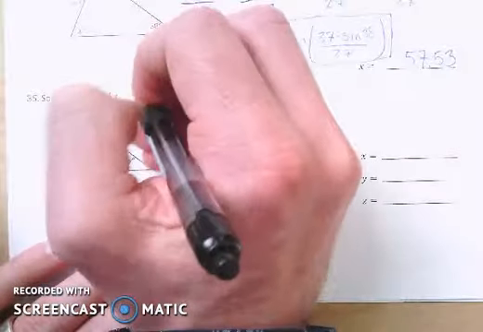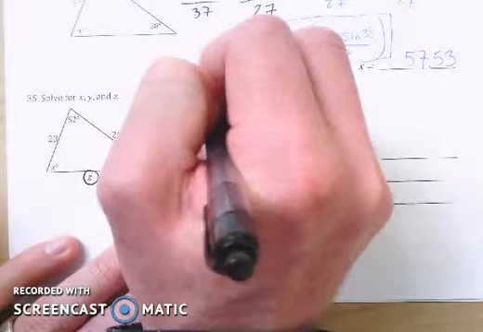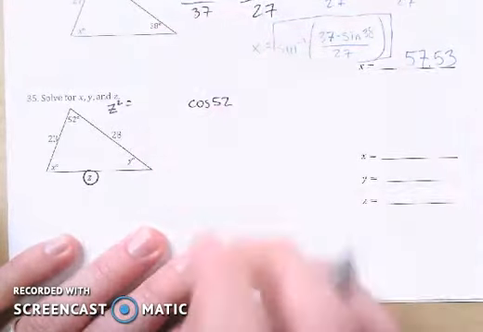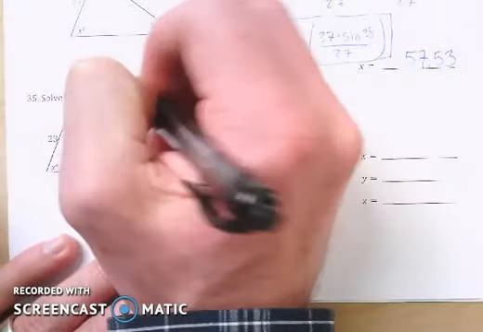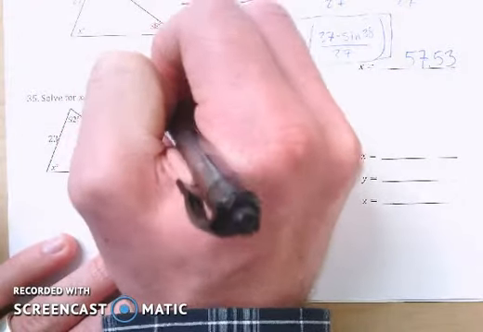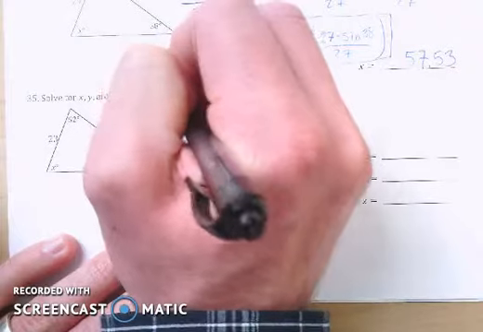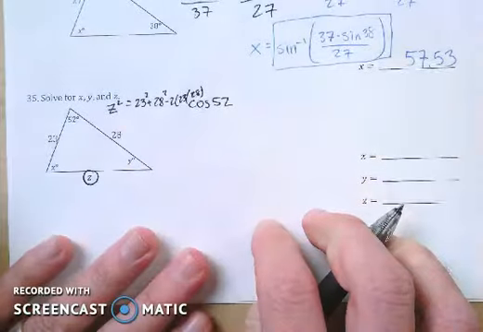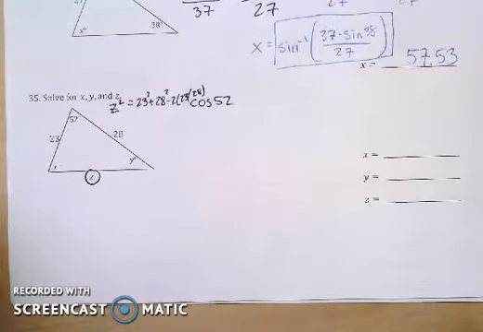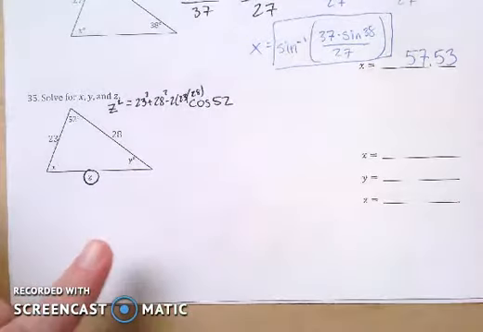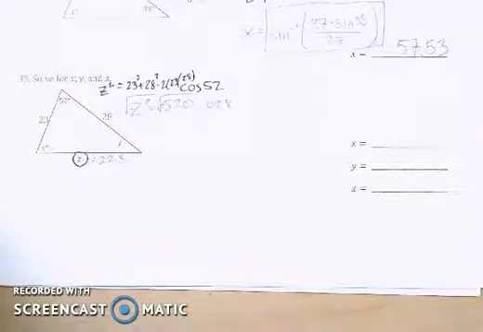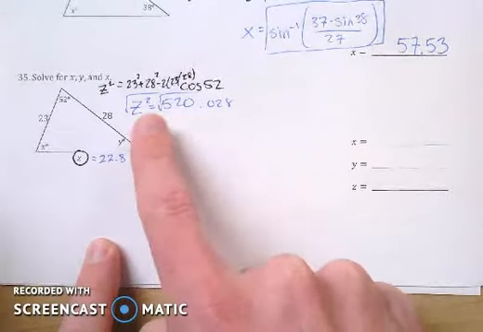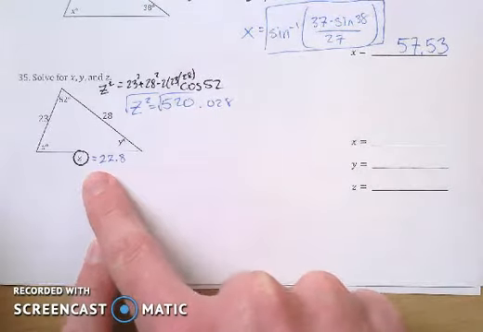So we're going to go ahead and get the cosine of 52, and then on the opposite side, I'm going to get z squared, and then I'm going to fill in the rest of the information. That's 23 squared plus 28 squared minus 2 times 23 times 28. Okay, let me go ahead and solve for that by plugging all this in my calculator. I put that in my calculator, I got 520.028. Then I'm taking the square root of it, and I got 22.8.